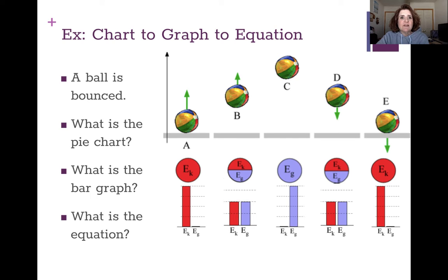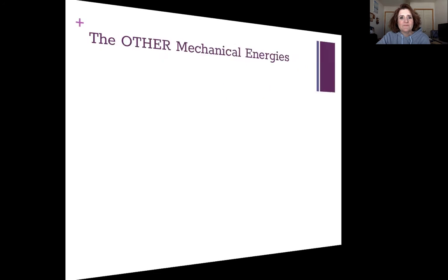But remember, energy is not created or destroyed. So absolutely everything we have at position A, we have to have at position E. So the energy equation would look like this and would be read. The Ek at A is equal to the Ek at B plus the Eg at B is equal to the Eg at C, is equal to the Ek at D plus the Eg at D is equal to the Ek at E. Essentially saying 4 is equal to 2 plus 2 is equal to 4 is equal to 2 plus 2 is equal to 4.